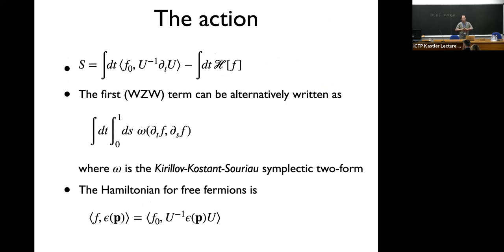Okay, so now let me write down the action that turns out to give rise to Landau's equation. The action is written in the following way. There is a Berry phase term, or a Wess-Zumino-Witten term, that I've written in this way. So U, remember, parameterizes a point in the coadjoint orbit. Here is the first derivative, how this point moves in time. And then this is the Hamiltonian that depends on the distribution function.